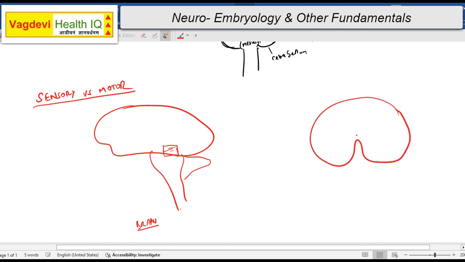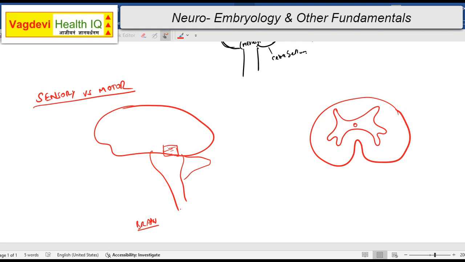This is the cross section of a spinal cord. Is Akanksha there in the class? Okay. Are you understanding, Akanksha, whatever I'm telling you? You might feel it is a little difficult now, but with time it will be easy. Don't worry. Just initially, the first 5 or 6 classes are always a bit boring.